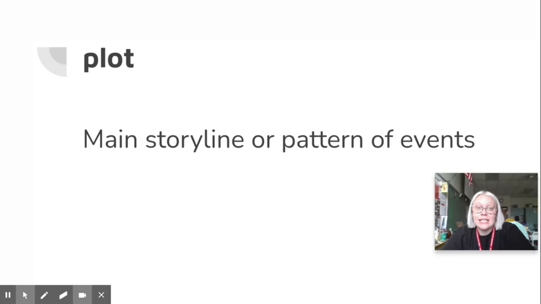So the plot is mainly what's going on in the story or what's happening, the main storyline. So if you were to speak this out loud, like the main storyline of something, you would just be going through the story and kind of doing a recap of what happened, and that would be the plot.